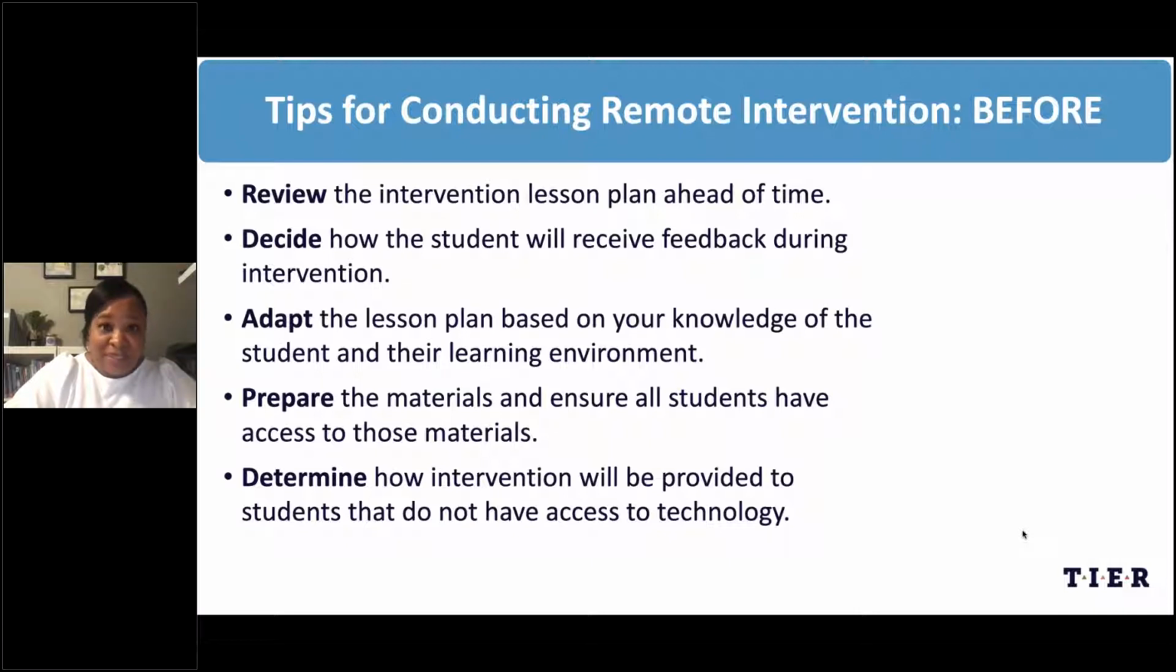That can help with motivation. Next, prepare the materials. This could include uploading the necessary PowerPoint. You want to make sure this can be assisting in helping to facilitate the intervention. You also want to decide if students need the materials printed and plan to provide those in advance. To ensure equity, determine how you will provide remote intervention to students that do not have access to technology. This could include providing the students with printed materials ahead of the intervention and then scheduling those sessions to be conducted over the telephone.